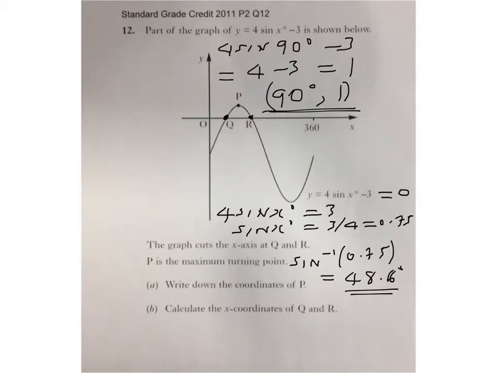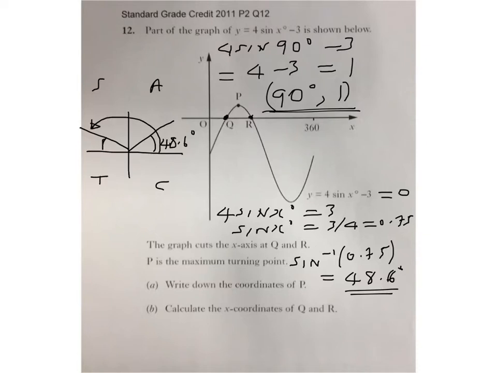So we draw a diagram that helps us see what's going on. So there's our 48.6 degrees. That's our first solution. So where else do we get an answer that's positive for sine? Well, remember CAST. So all sine, tan, cos. So our second solution is going to be in the second quadrant, and it's symmetrical. So our answer is going to be here.